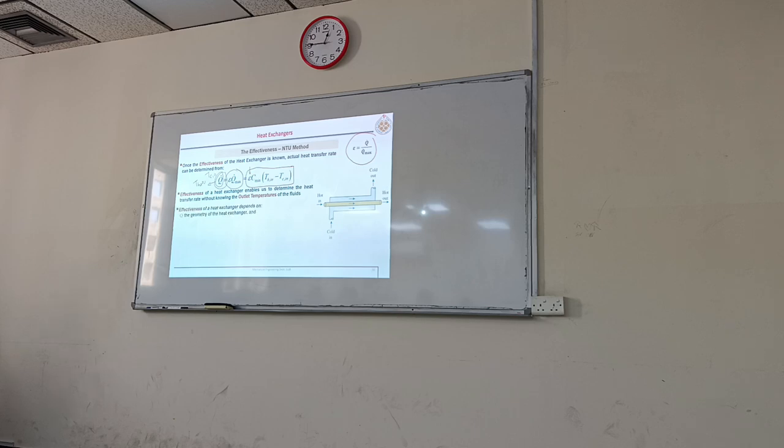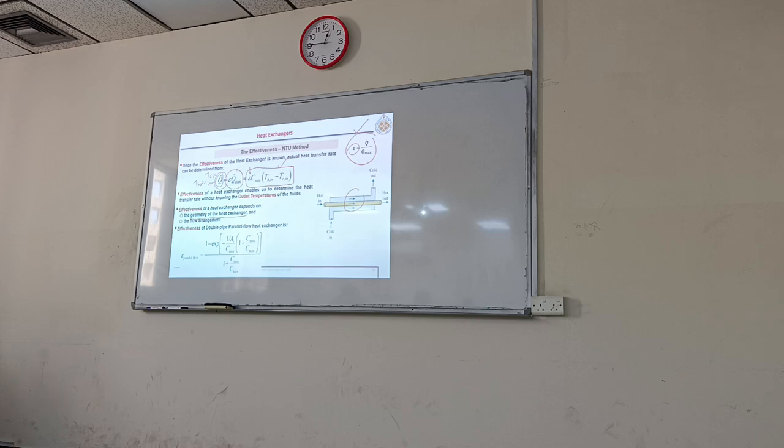This effectiveness is, of course, directly or indirectly depending upon the geometry of the heat exchanger and the flow arrangement, parallel flow, because in every case you will have a different value of effectiveness for the same input parameters. So for a double pipe parallel flow, we can derive this equation using these definitions.